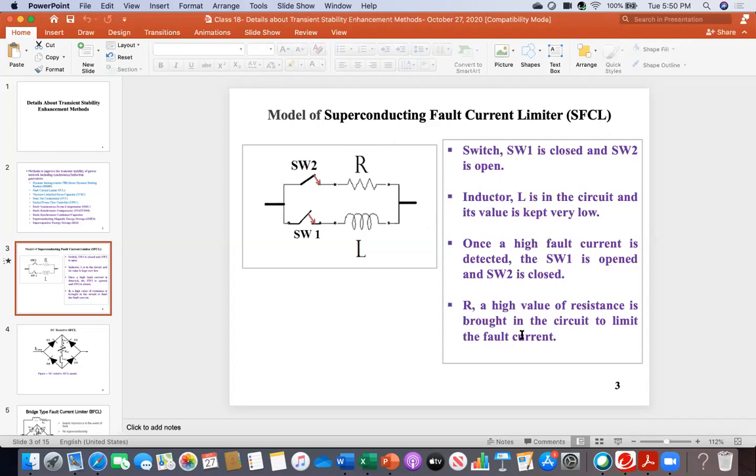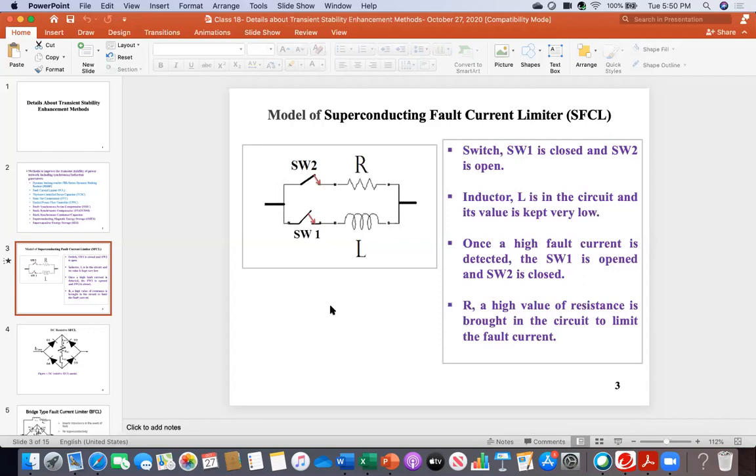And then I have written all that information you see. Switch SW1 is closed and SWT is open. That is the normal mode. The inductor is in the circuit and its value is kept very low. I already told you, once a high current is detected, the switch SW1 is opened and SWT is closed. And a high value of resistance R is brought in the circuit to limit the fault current. So this is the basic feature.